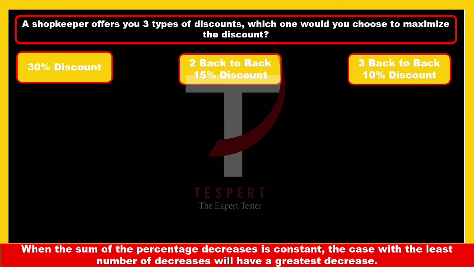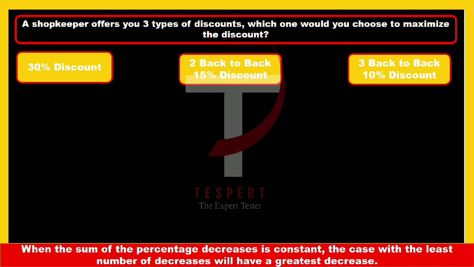See, these are just to make you understand the concept in a better way. So if a shopkeeper offers you three types of discounts, which one do you choose to maximize the discount? One is a 30% discount, two is back to back 15% discounts, three is back to back 10% discounts. When you want to purchase a product, he offers you these three types of discounts. Which one do you choose among these three?